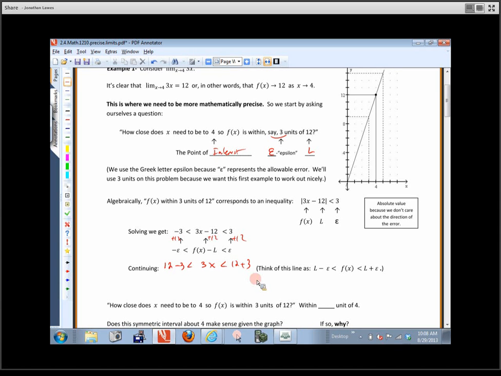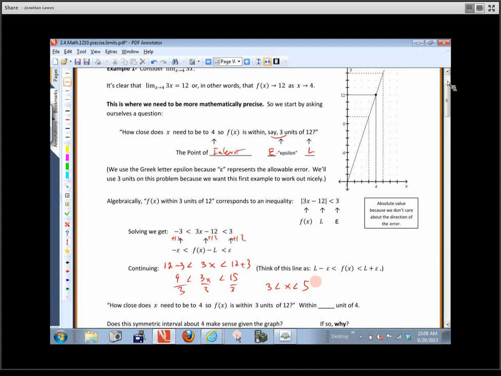Okay. Well, I mean, realistically, we're going to write a 9, we're going to write a 3x, and we're going to write a 15, right? And then we're going to finish solving by dividing by 3. And I end up with this. I end up with 3 less than x less than 5.